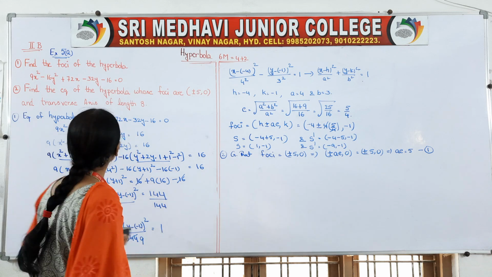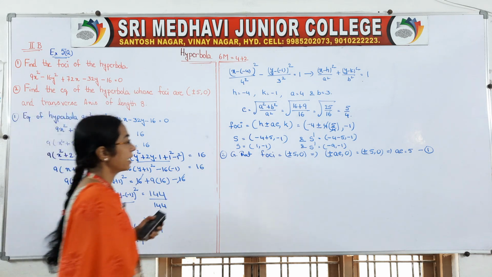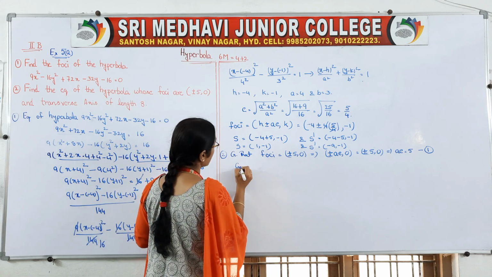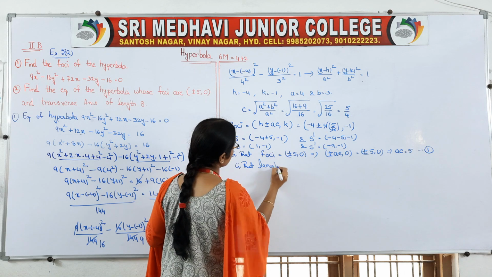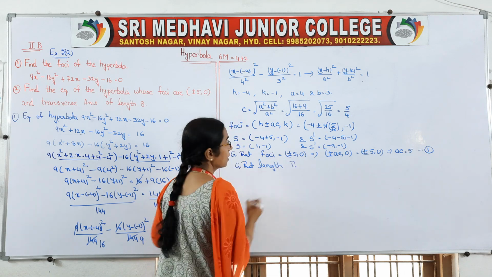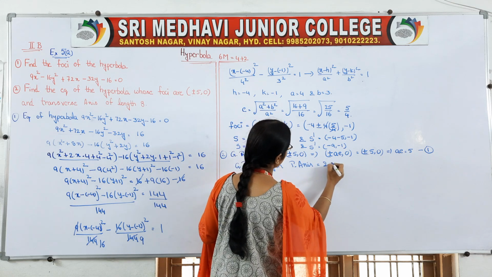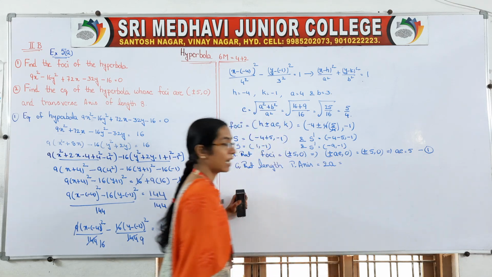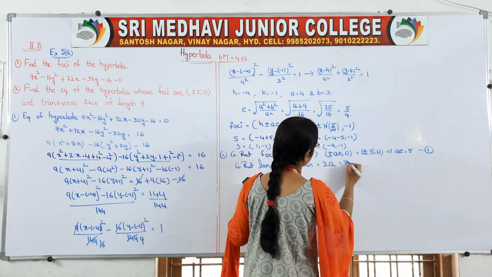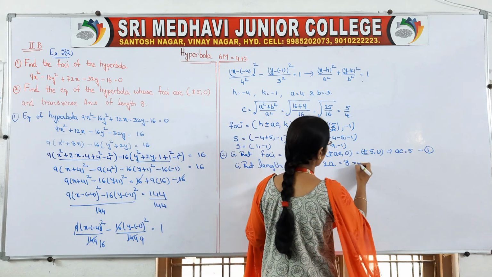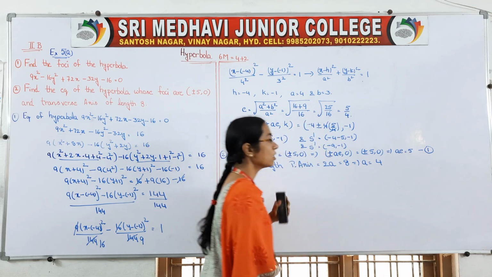The next information given to us is that the length of the transverse axis is 8, right? So given that the length of the transverse axis is equal to, for the standard form, 2a, is given as 8. So what will be your a value? a is equal to 8 by 2, that is 4.